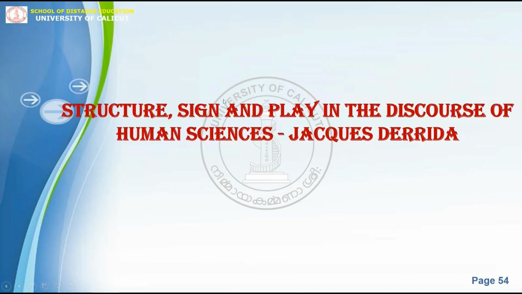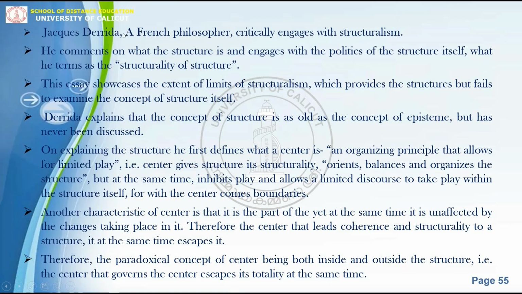Now let's get into the essay, Structure, Sign and Play in the Discourse of the Human Sciences, by Jacques Derrida. Throughout this lecture, I'm trying to give you a very short overview of all these terms and essays. Now, as you all know, Jacques Derrida, a French philosopher, critically engages with structuralism. He comments on what the structure is and engages with the politics of the structure itself, what he terms the structurality of structure.